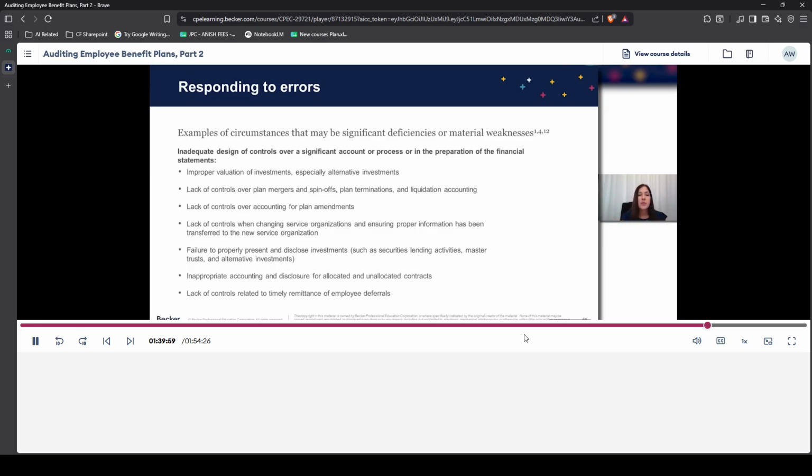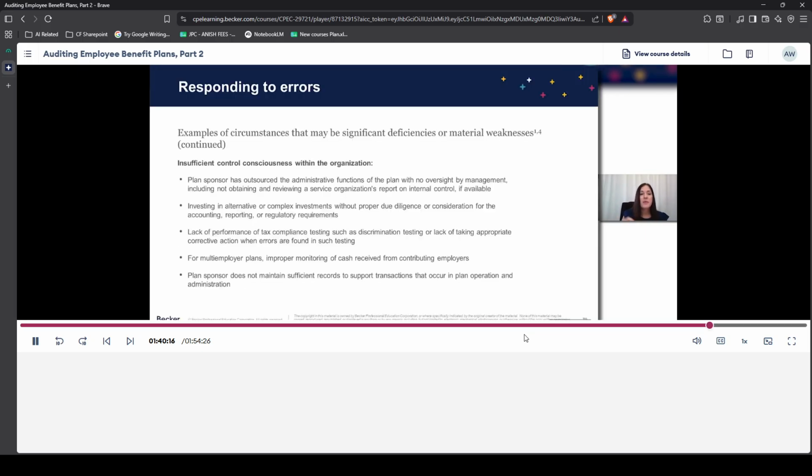Some of these examples include inadequate design of controls over a significant account or process, including improper valuation of investments, lack of controls over accounting for plan amendments, and inappropriate accounting and disclosures for allocated and unallocated contracts. Some examples here relate to insufficient control consciousness within the organization. The plan sponsor has outsourced the administrative function with no oversight. Lack of performance of tax compliance testing. They don't maintain sufficient records to support transactions. So those are some examples of what could be considered significant deficiencies or material weaknesses.